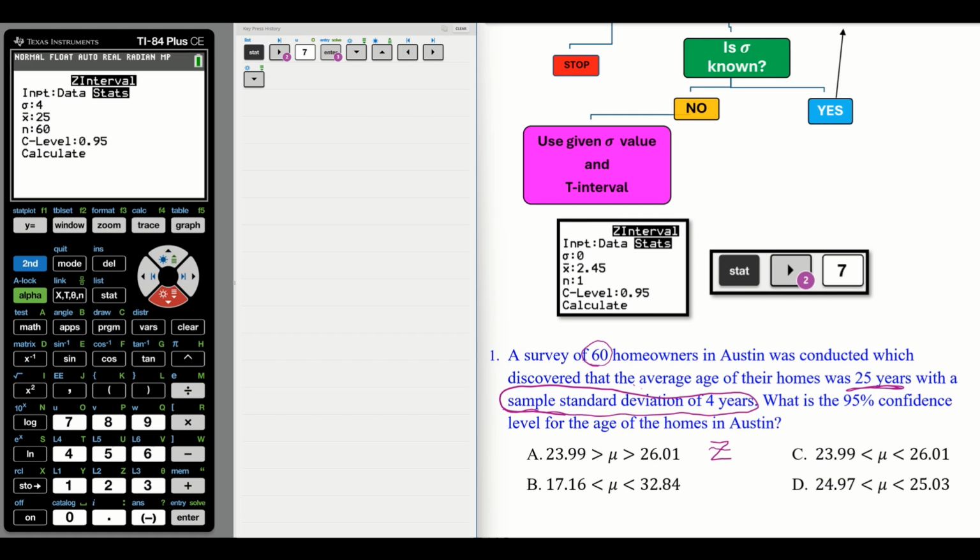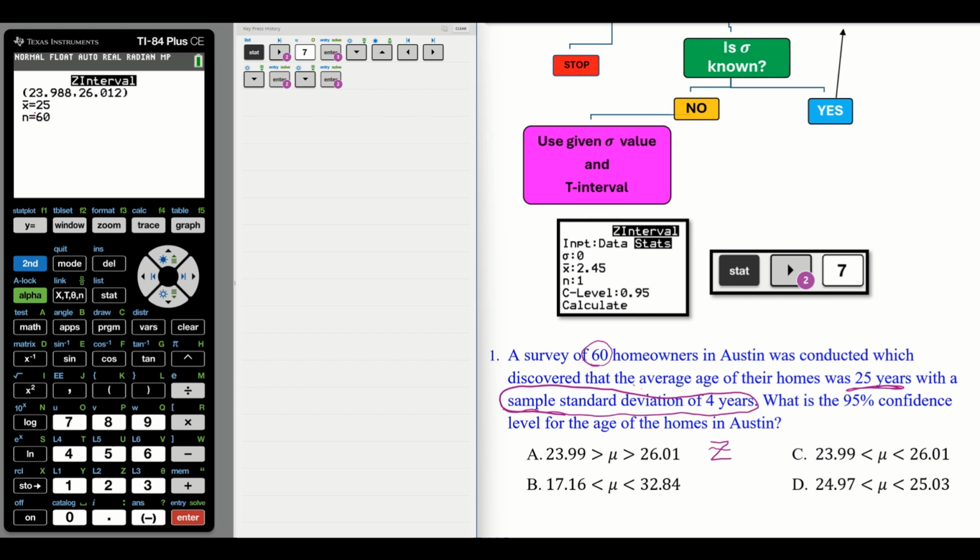We have a deviation of 4 years, and our mean is 25, and we have 60 homeowners who were surveyed, and a confidence level of 0.95. Enter. And we get 23.988.